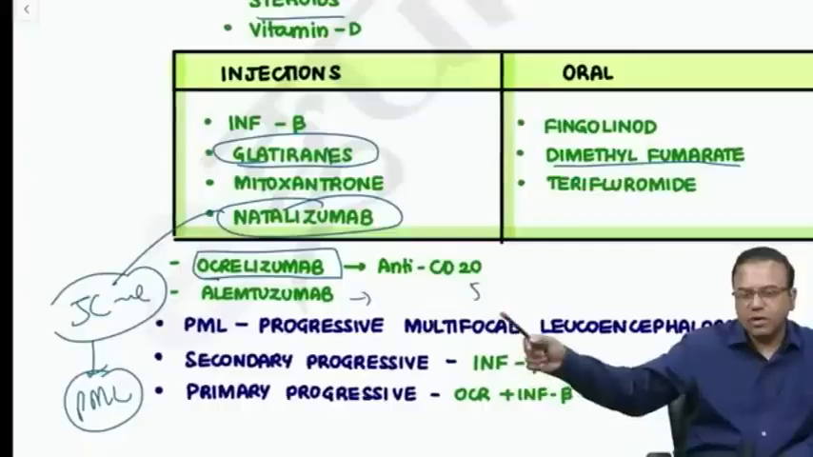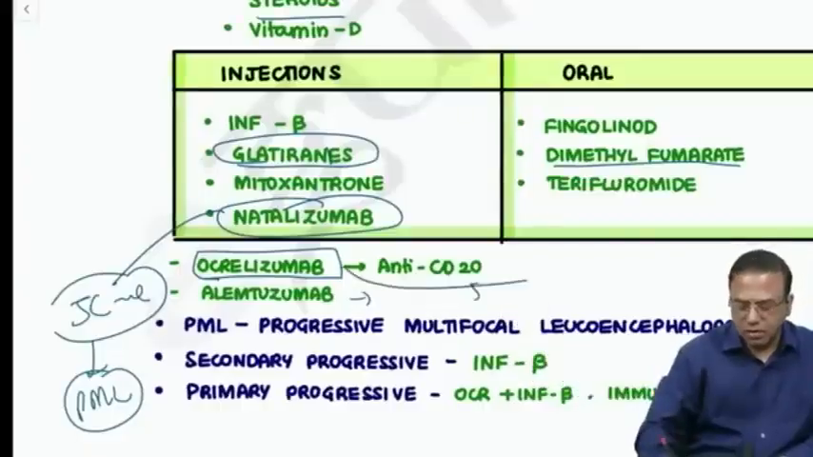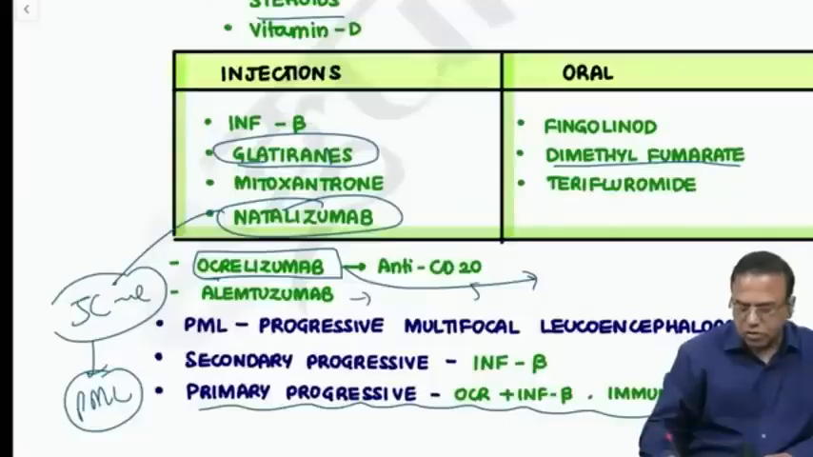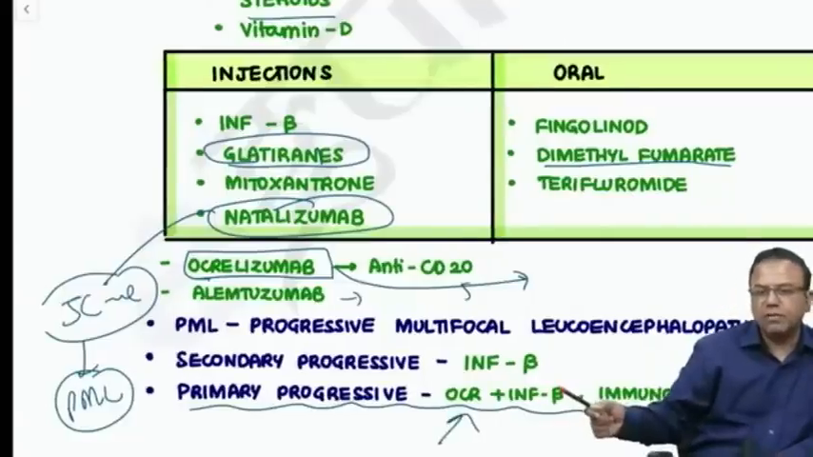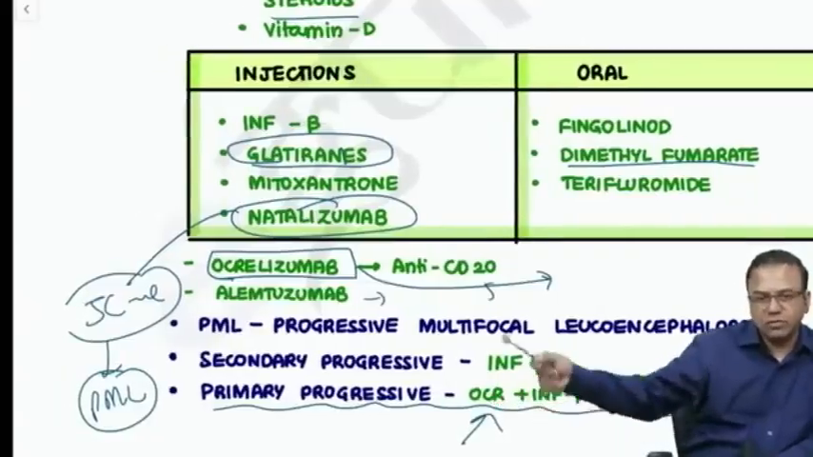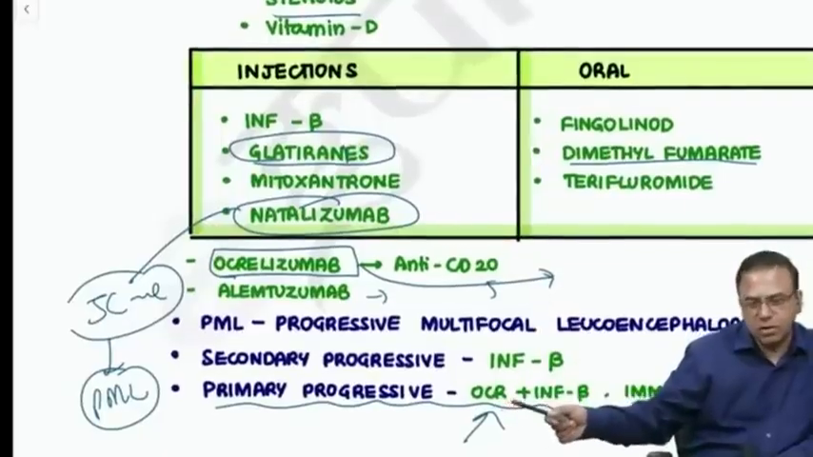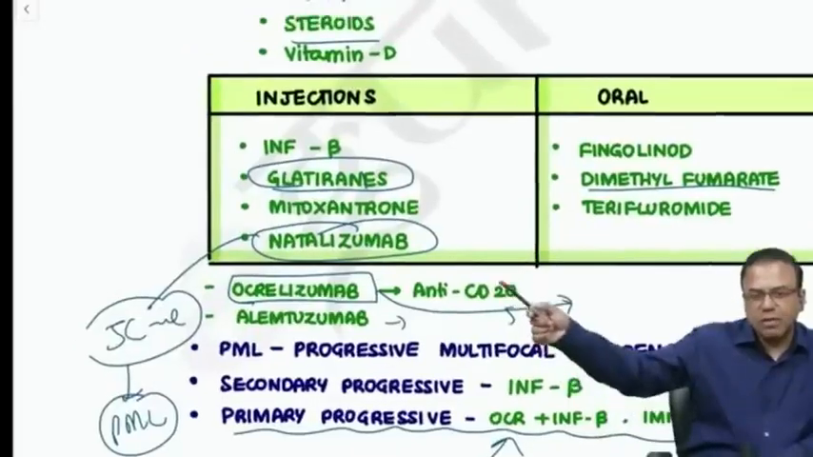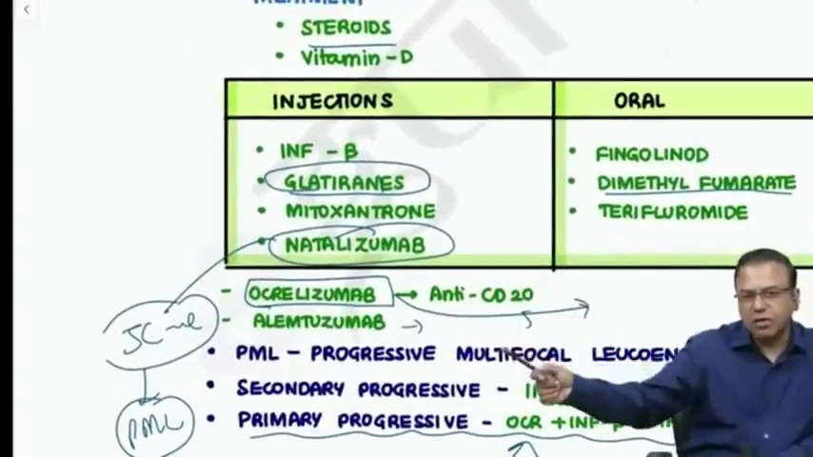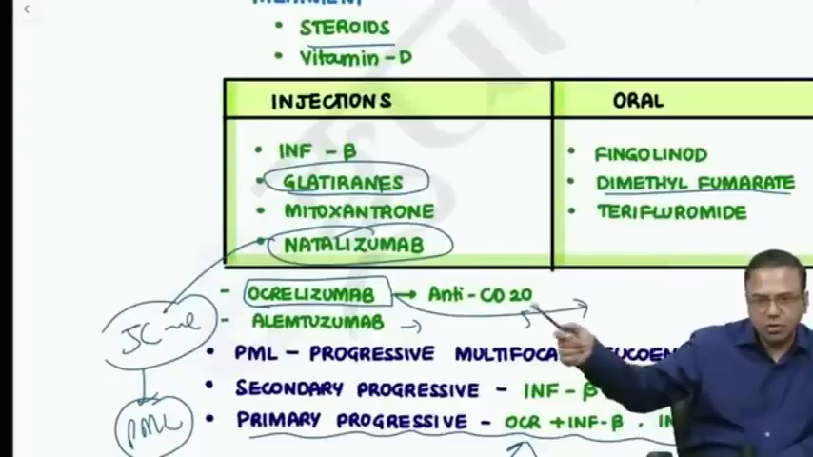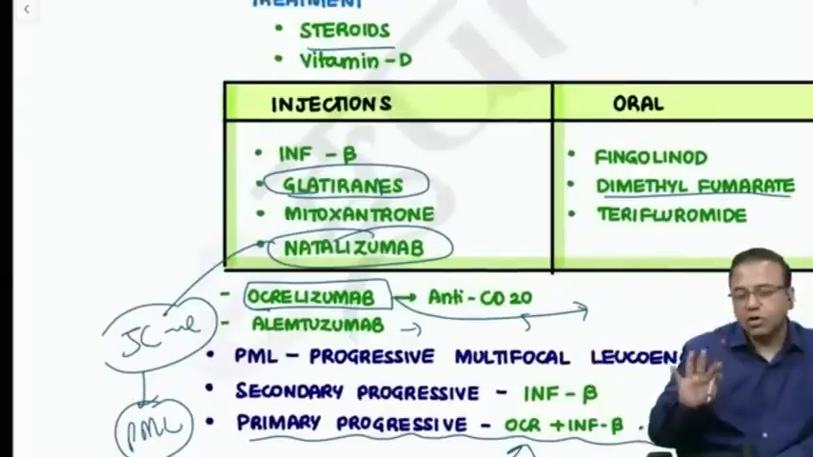Primary progressive MS, only one drug will work, and that is ocrelizumab. Ocrelizumab plus interferon beta we try, but the main drug is ocrelizumab in primary progressive MS. For many years we tried no treatment. Now we have got this drug, ocrelizumab. So ocrelizumab is anti-CD20, alemtuzumab is anti-CD52. They don't ask alemtuzumab so much. Ocrelizumab is important.